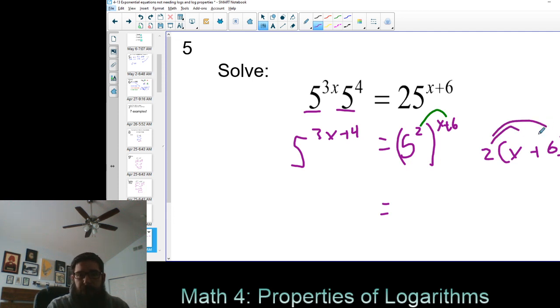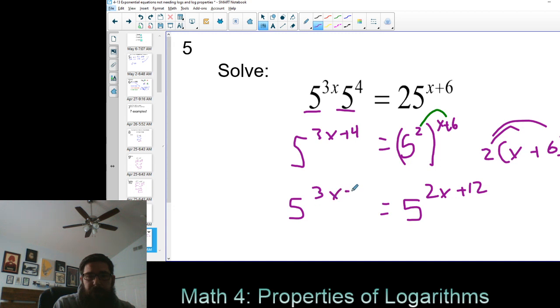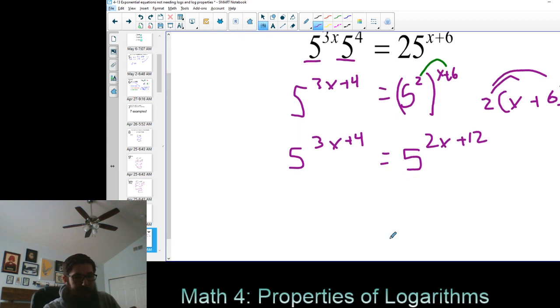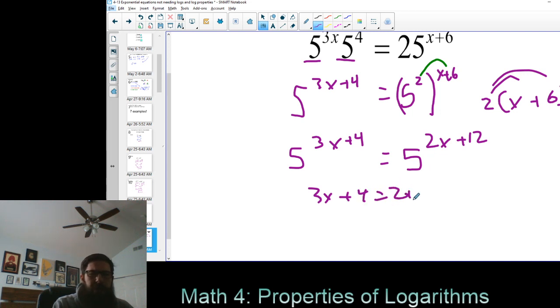So if I distribute that in, you're going to get a 2x from those parts, and 2 times 6 is going to give you a 12. My whole right side is going to be 5 raised to the 2x plus 12. Left side is going to be 5 still to the 3x plus 4. Because I've normalized the bases, they're the exact same base, I can basically ignore them, giving me 3x plus 4 equals 2x plus 12. I want to rewind and say why I'm allowed to do that again.